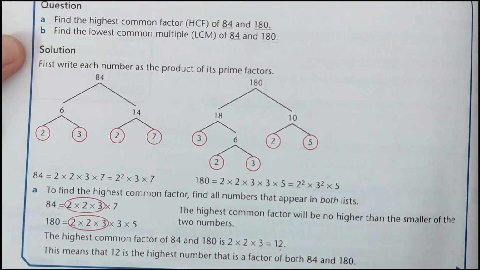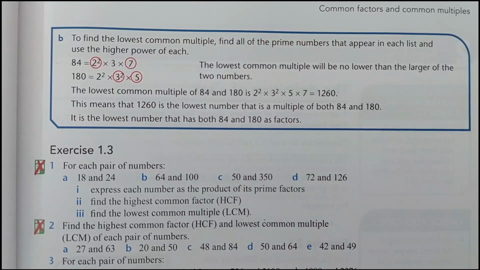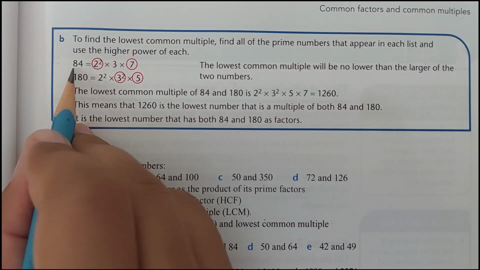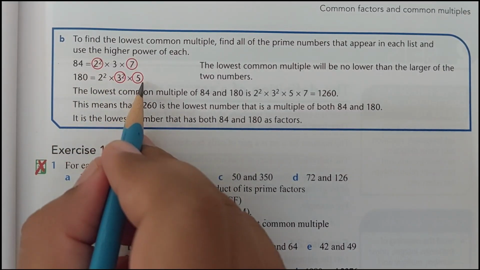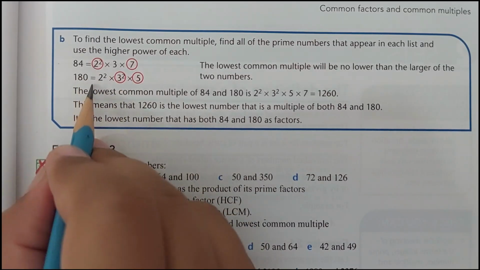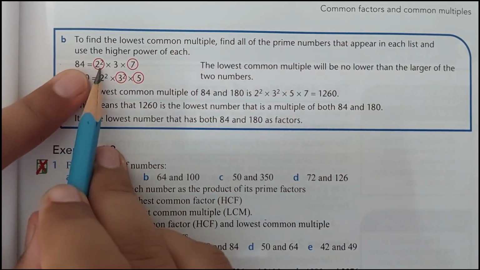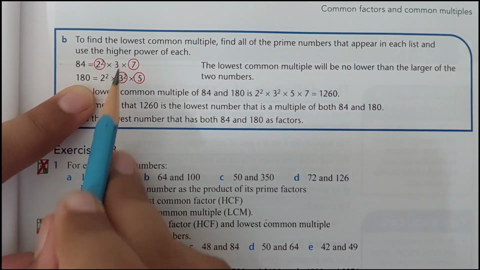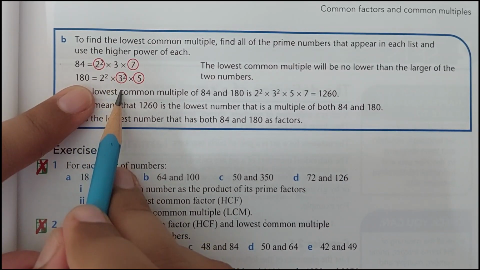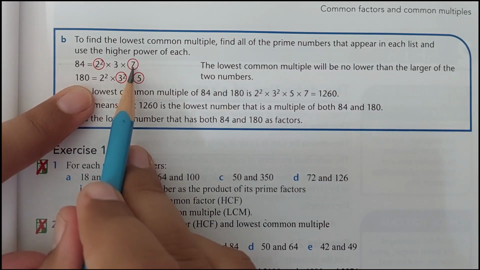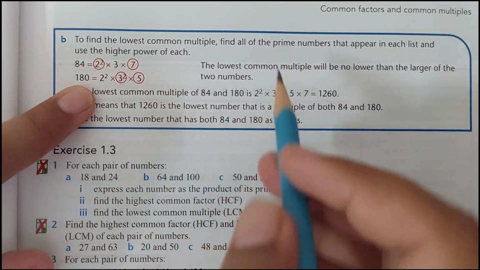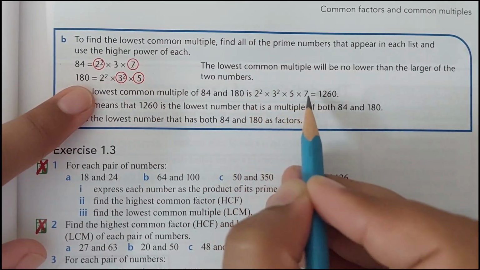Let's move to part B to get the least common multiple. For LCM, again, you have to list the prime factors for the first number and the second number. Now you have to pick the highest powers. For 2, the highest power is 2 squared, which is the same in both. For 3, here is 3 and here is 3 squared, so 3 squared is the highest power. The uncommon factors: 7 is not common in both, and 5 is not common in both. So you have to pick 2 squared, 3 squared, 5, and 7.